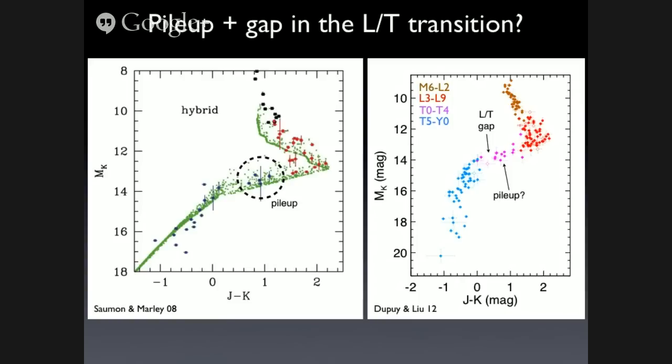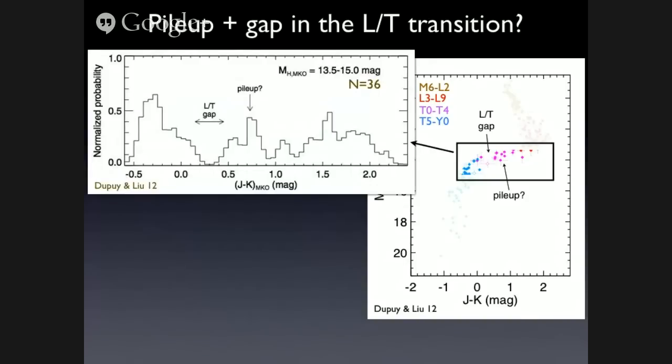So this was objects all with parallaxes, but not volume limited. We've taken our sample now and included it in a sort of pseudo-volume limited sample where we're using whatever distance is available, photometric or parallax if you have it, to create a volume limited set. Oh, sorry. I should show one more plot first. This is from Dupuy and Liu. They focused on the LT transition and computed this distribution of colors in a Monte Carlo fashion that incorporates the errors. You can see in there pretty clearly there's this gap, and then right before it, there's the pileup. And they had 36 objects in their sample.